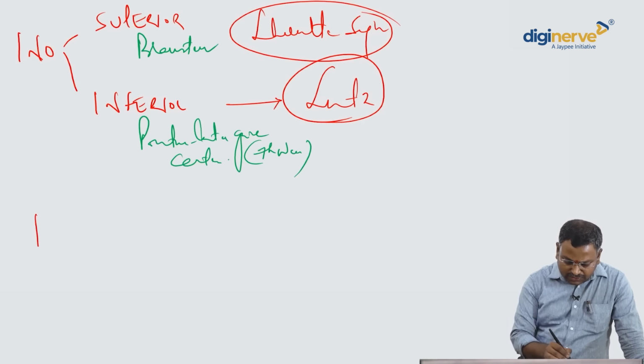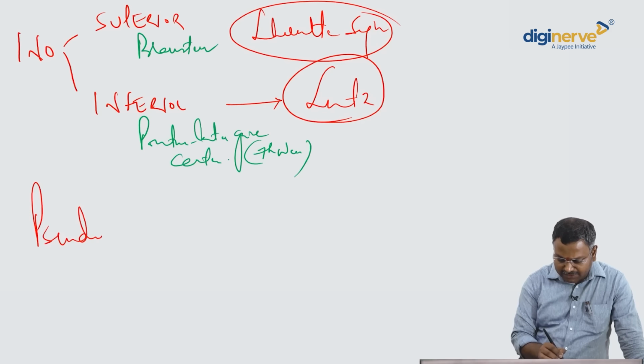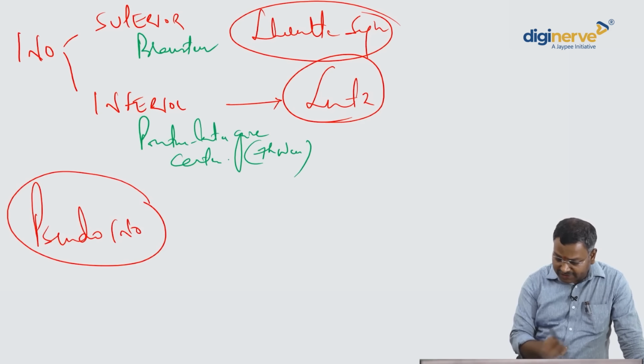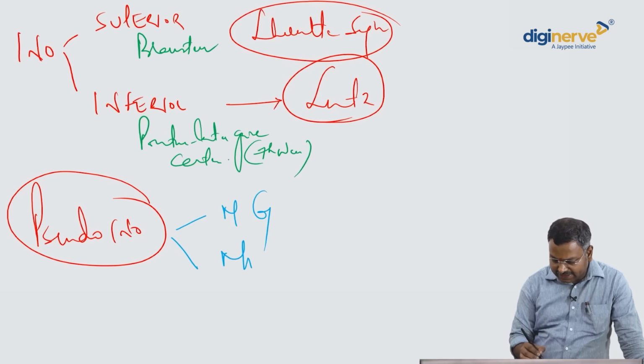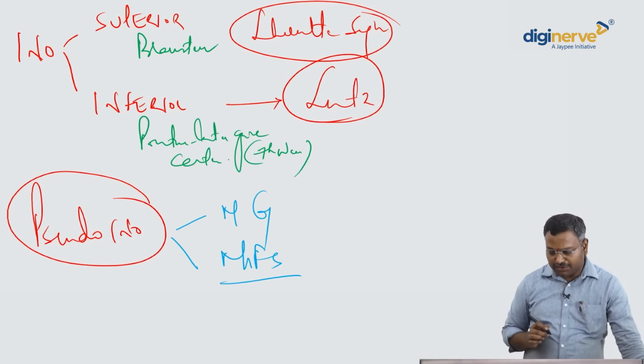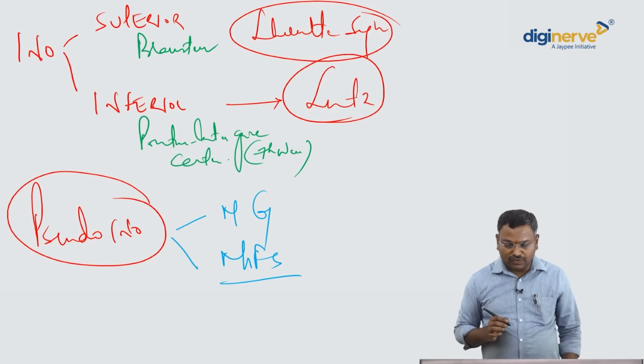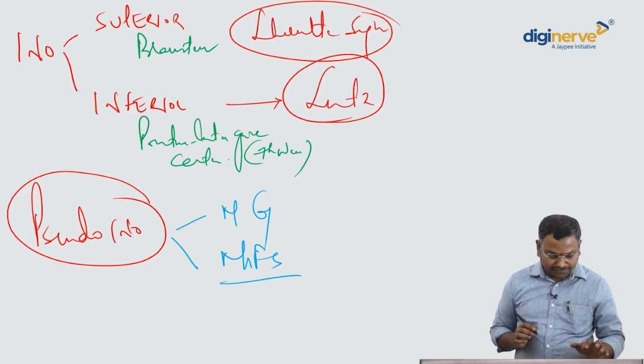Now you could get pseudo internuclear ophthalmoplegia, where the nerves are not involved but you get ophthalmoplegia-like features, classically seen with myasthenia gravis and Miller-Fisher syndrome, which produce pseudo internuclear ophthalmoplegia.